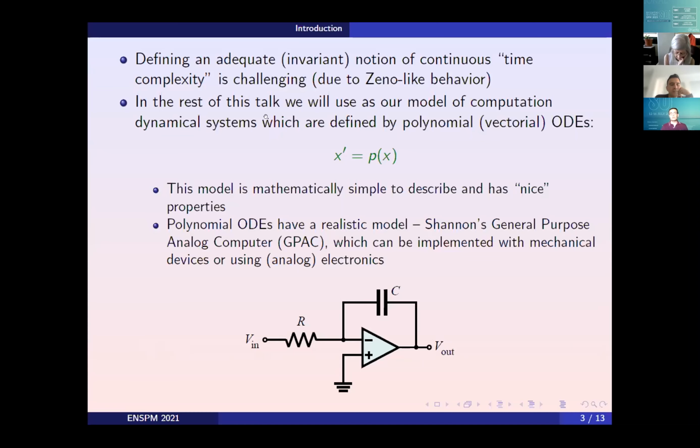It's basically systems which are defined by polynomial vectorial ordinary differential equations. And why do I use this kind of model? Well, because it's mathematically simple to describe. You just have a polynomial, which has very nice properties. It's analytic, it's formed by analytic functions.